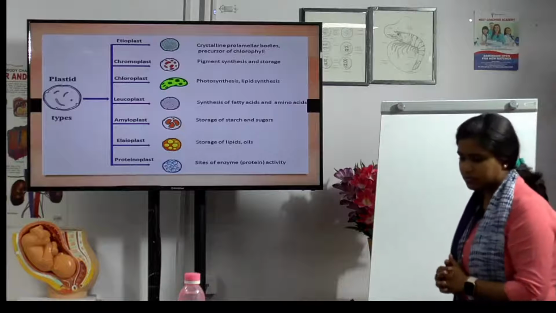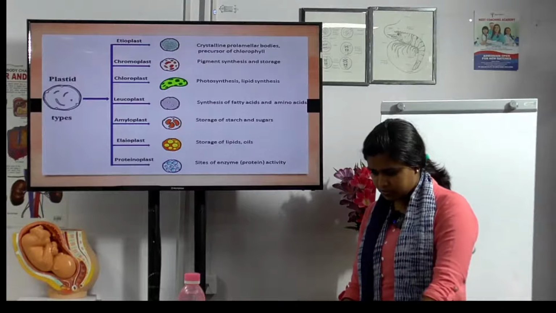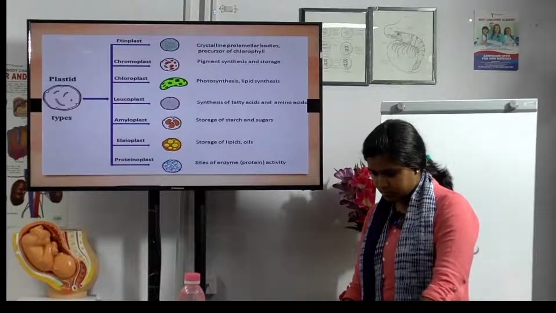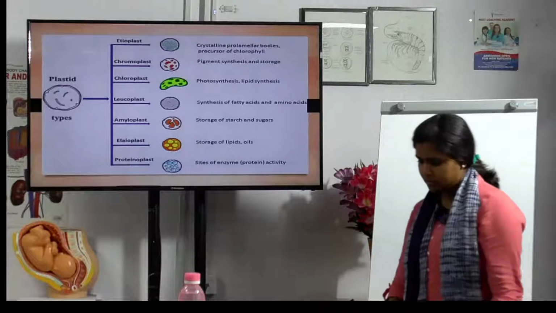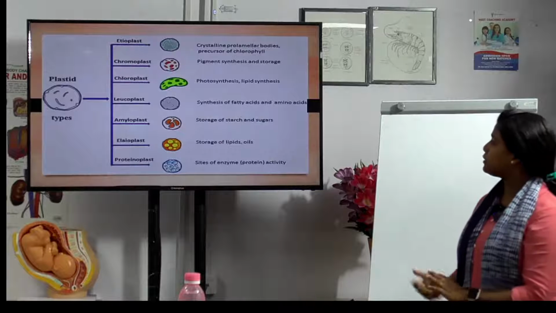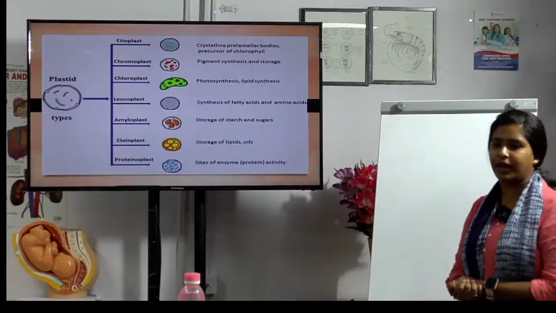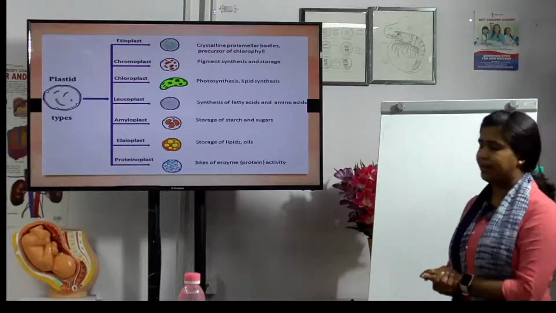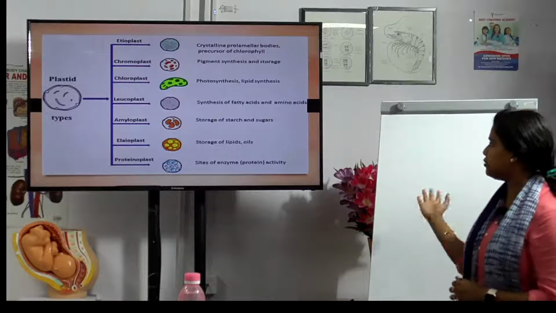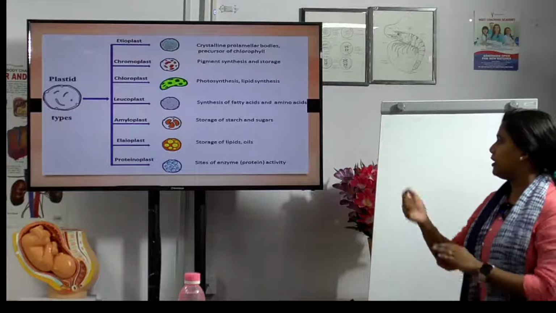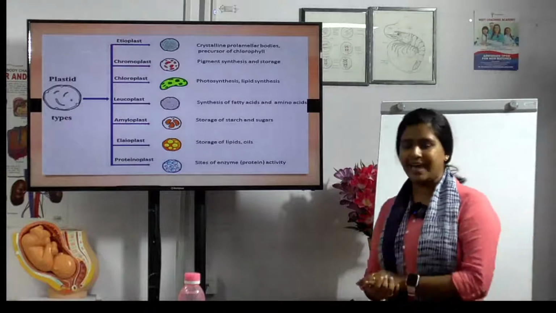Amyloplast na storage of starch. Starch na carbohydrates. So they contain carbohydrates, so they are helpful in the storage of starch and sugar. Elaioplast na they store lipids and oils. Proteinoplast na they are the site for the enzyme activity.